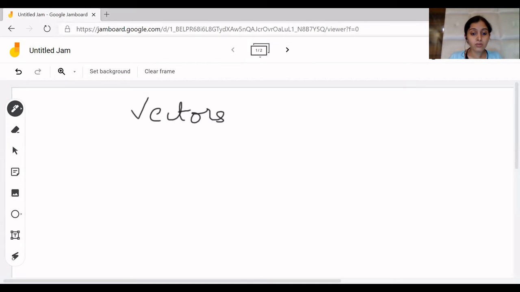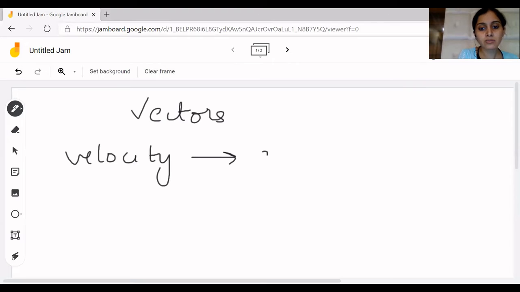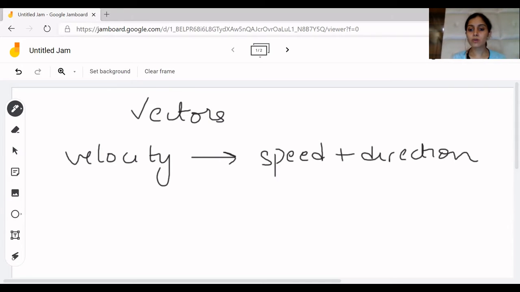Now let's come down to vectors. A vector is a physical quantity having both magnitude as well as direction. Let us say we are talking about the velocity of an object. Velocity is defined as speed plus direction. That means it has to give you direction as well as the magnitude of that velocity. Then it is a vector quantity. So any quantity that has magnitude as well as direction is called a vector. For example, velocity, force, acceleration, all these are physical quantities that are vectors.